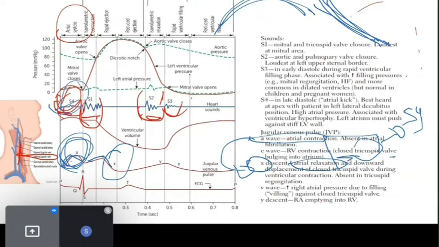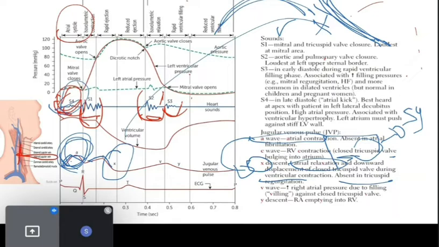The X wave is the descent which represents the atrial relaxation. That's why it's the X wave. So the atrial relaxation is represented here in the jugular pulses as the X descent. Decrease in the pressure, and downward displacement of the closed tricuspid valve during ventricular contraction, absent in tricuspid regurgitation.